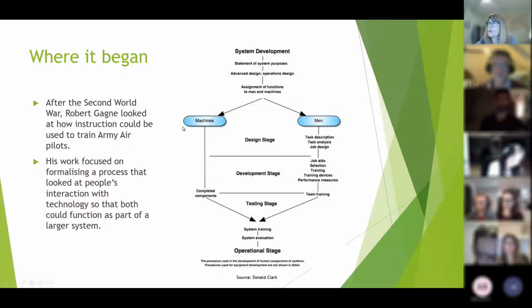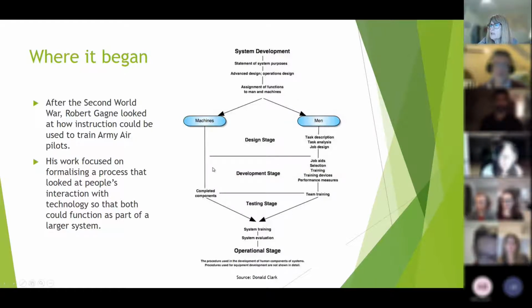So he came up with the concept of machine on the one side, man on the other side, and then these were the first steps of designing. So he would say, okay, we're going to design a learning intervention where the student can understand the machine. Then there will be a development stage. So you'll be developing the intervention, the learning intervention, or maybe the lesson, if you want to understand it in that way. And then there will be a testing stage.